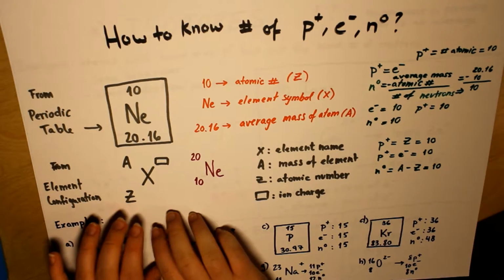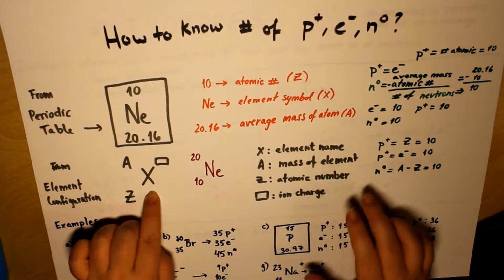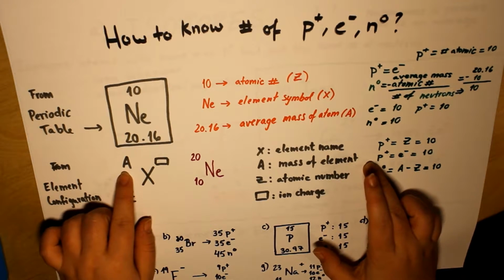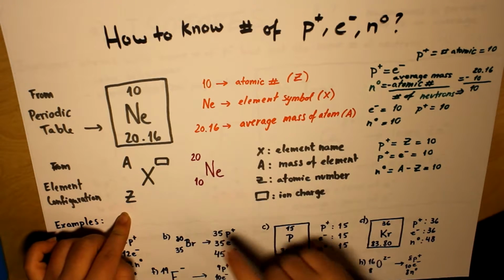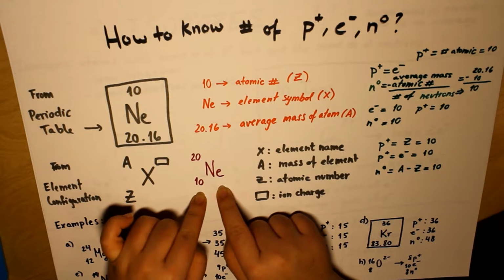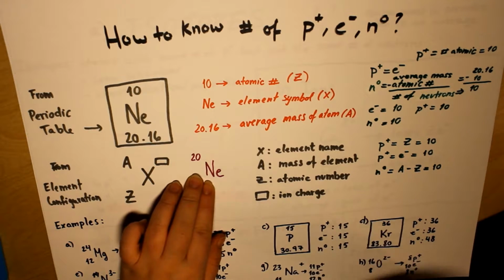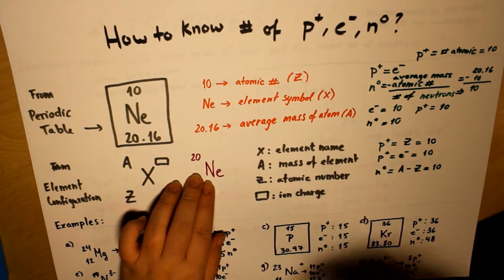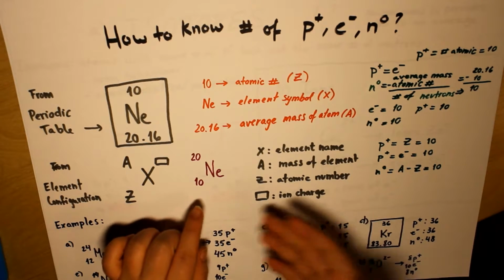Now if you look at the element configuration, the X is the element name, the A is the mass of the element, and Z is the atomic number. So this is a different configuration, and this is what neon would look like. Now in some textbooks the 10 disappears because it's just extra information, and you wouldn't add it because everybody knows that neon's atomic number is 10.